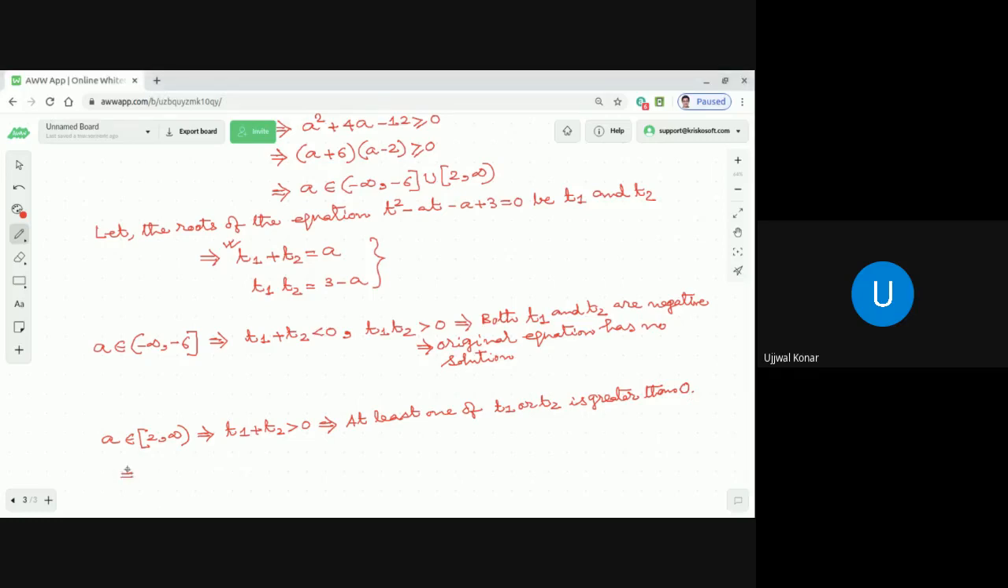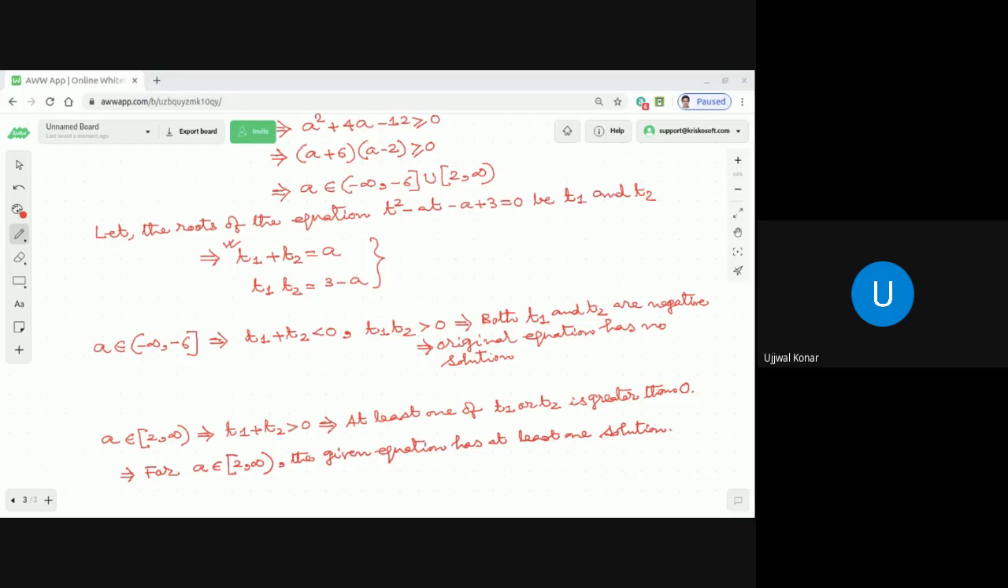So this implies, for A belongs to 2 to infinity, sorry, slip of my tongue, A belongs to 2 to infinity, the given equation has at least one solution.